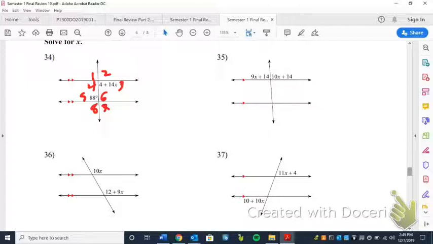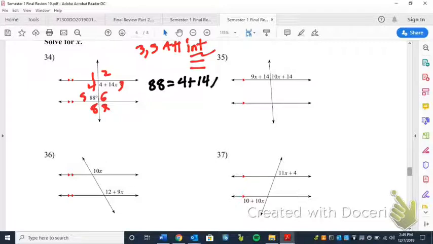So you should really have this. Here we have 3 and 5. If I look at my chart, I see 3 and 5 are alternate interior. That means they are congruent, so I'm going to set them equal to each other. 88 equals 4 plus 14x. Subtract 4. 84 equals 14x. Divide by 14, and I get x equals 6.